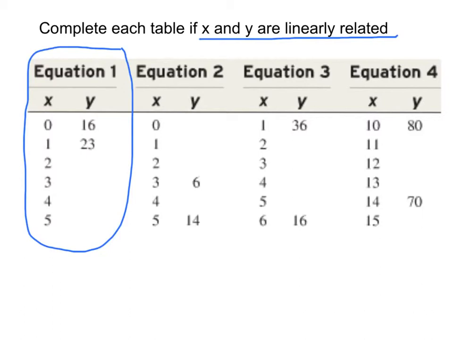So 23 plus 7 would be 30. And then 30 plus 7 would be 37, and then 37 plus 7 is 44, and 44 plus 7 is 51.